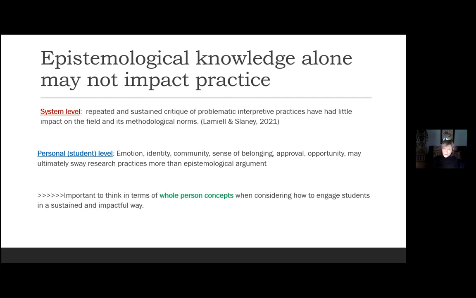Then at the personal or student level, we all know that reason isn't what drives the bus of practice, right? Emotion, identity, a sense of belonging, a sense of community, getting approval for our work, opportunities that are available, all of those are going to have more sway ultimately over what students end up doing, what they end up putting into practice. So for all these reasons, I think it's important for us to try to think about how to engage students around these ideas, but to think in terms of whole person concepts when considering how to do so.